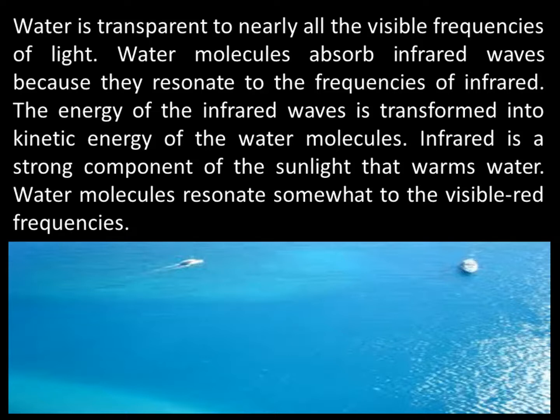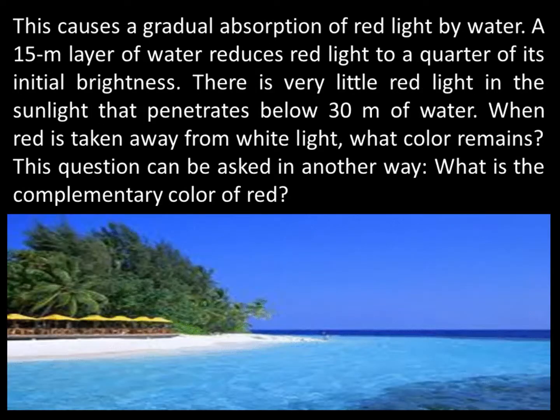Infrared is a strong component of the sunlight that warms water. Water molecules resonate somewhat to the visible red frequencies. Resonates. In other words, it's going to absorb the red. This causes a gradual absorption of red light by the water. A 15-meter layer of water reduces red light to a quarter of its initial brightness. There is very little red light in the sunlight that penetrates below 30 meters of water.